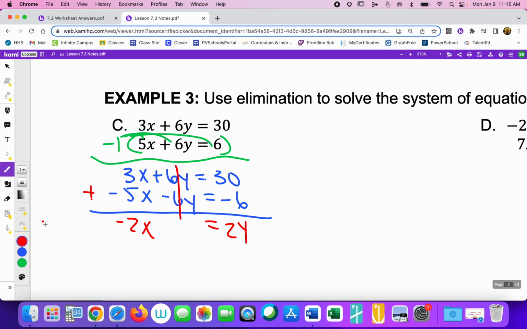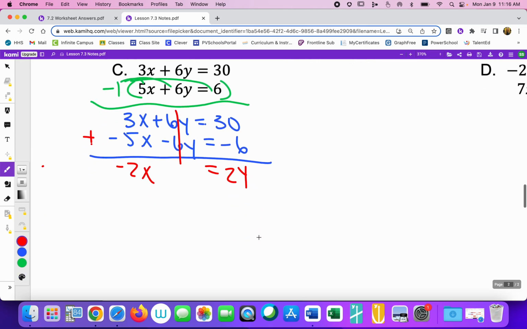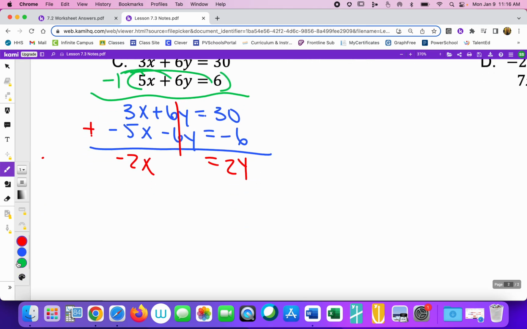Okay. So any other questions about either way? There's no difference. It's just, do you like seeing the minus signs there? Or do you like thinking of it about, well, 3x minus 5x, 6y minus 6y, 30 minus 6? If you're okay with that, then do that. Is everybody clear that I'm giving you permission to just pick? Okay. Now, once we get to this point, how do we solve for x?